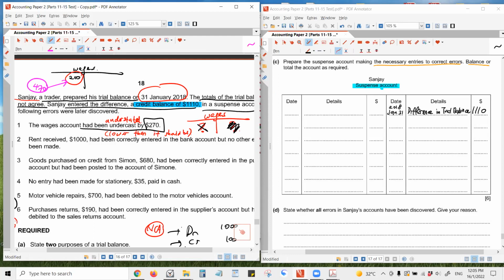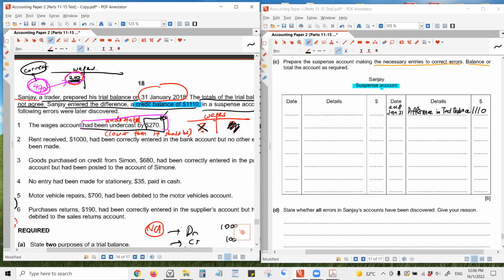That's what has been described here. They say undercast by 270. So how can you make this 200 become 470? You have to debit the wages account further by 270, so that it becomes 470. You get the idea? The 470 is the correct figure that we are trying to achieve, but they accidentally recorded it as 200, and then they say it's undercast by 270. Therefore I have to debit the wages account further, so that you have 470 on the debit side.